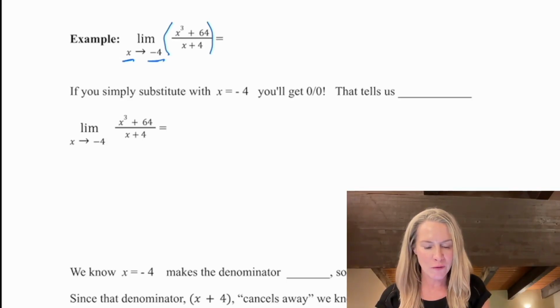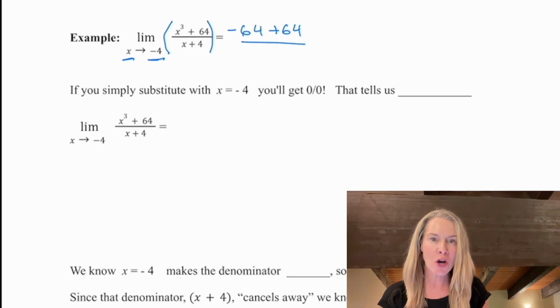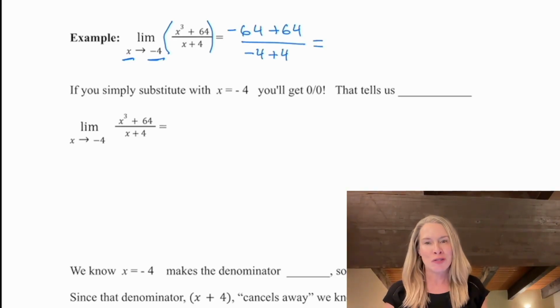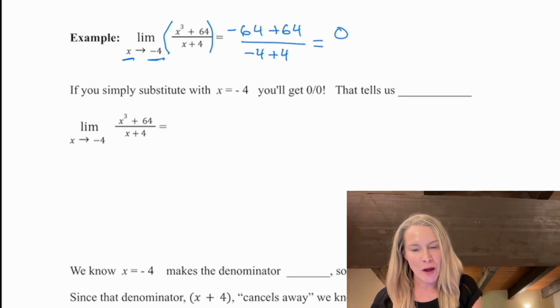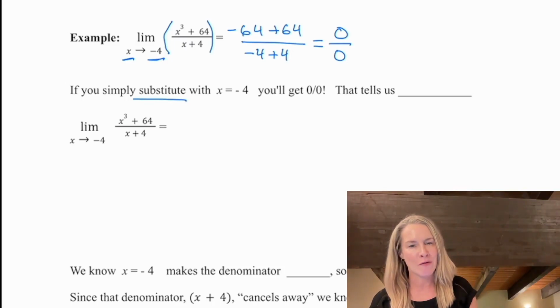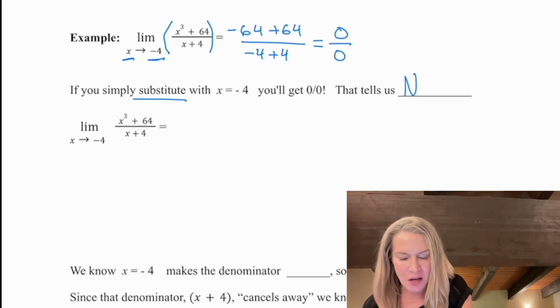That gives us -4 cubed, which is -64, and then plus 64. And in the denominator, we have -4 plus 4. As you see, we got 0 on top and 0 on the bottom. So if we simply substitute x equals -4 into that function, we get 0 over 0. That's an indeterminate.